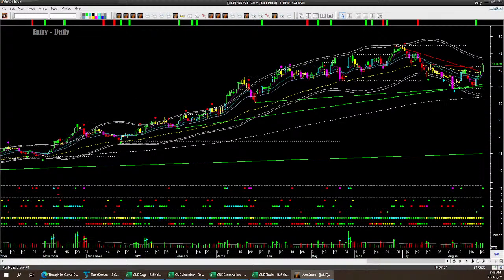This is looking nice also. ANF, Abercrombie and Fitch, broke out of two trend line resistances. That's even better, with bullish pressure. So I'm going to look at it using weekly daily.